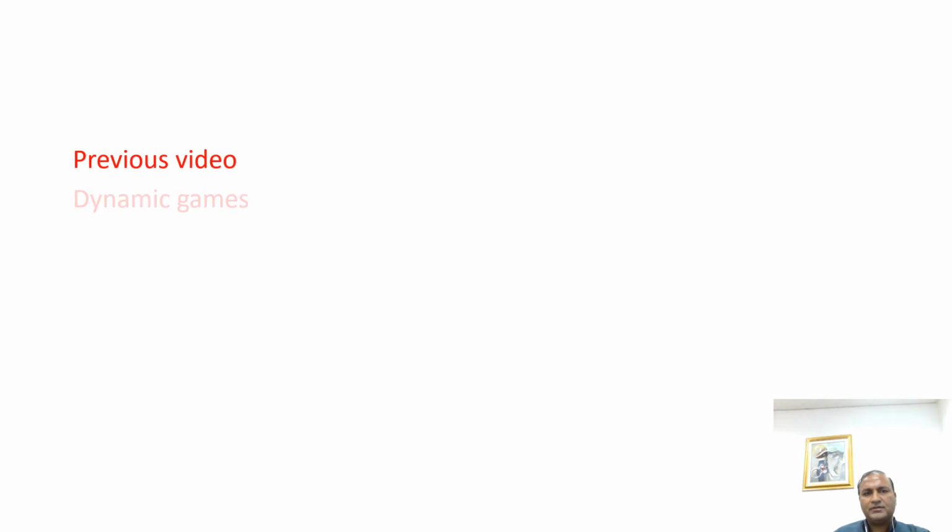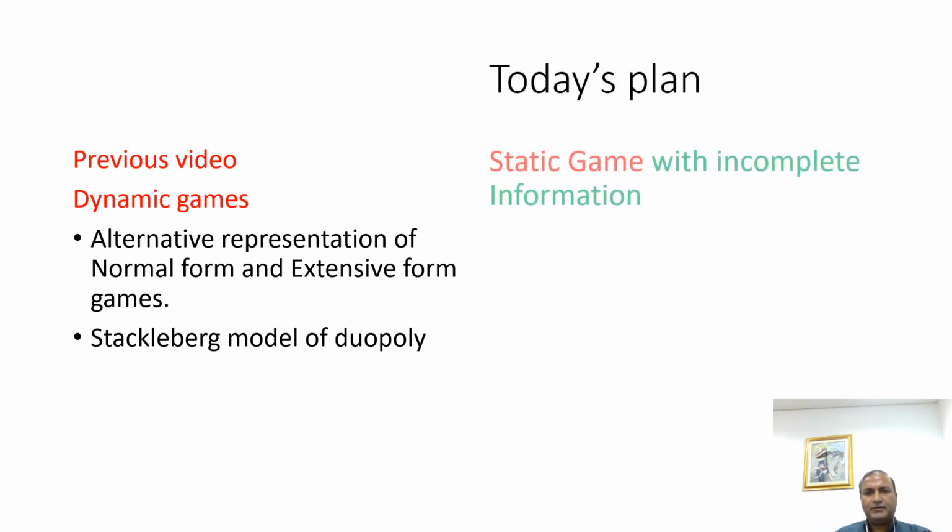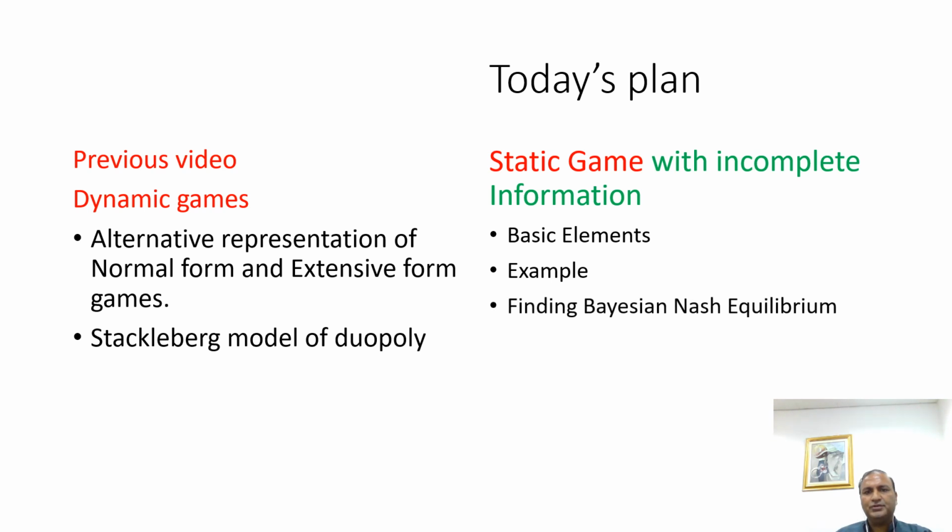And remember, in the previous video we were talking about dynamic games, and we did some illustrations of game theory, and we talked about the Stackelberg model of duopoly. So the plan for today is that I will move on to the next type of game, which is called static games with incomplete information. We will try to understand some of the basic elements in these games, and I will give you an example, and I will also show you how to find Bayesian Nash equilibrium.